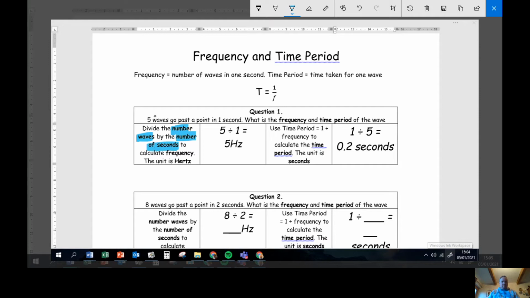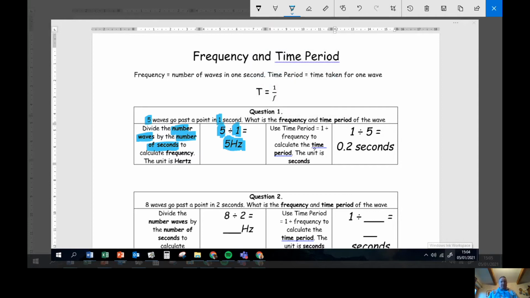Alrighty, number of waves is 5. Number of seconds is 1. 5 divided by 1 gives me 5 hertz. I need to make sure I write down that hertz unit when I do a frequency sum. Okay, so I've worked out the frequency. That was the first job.